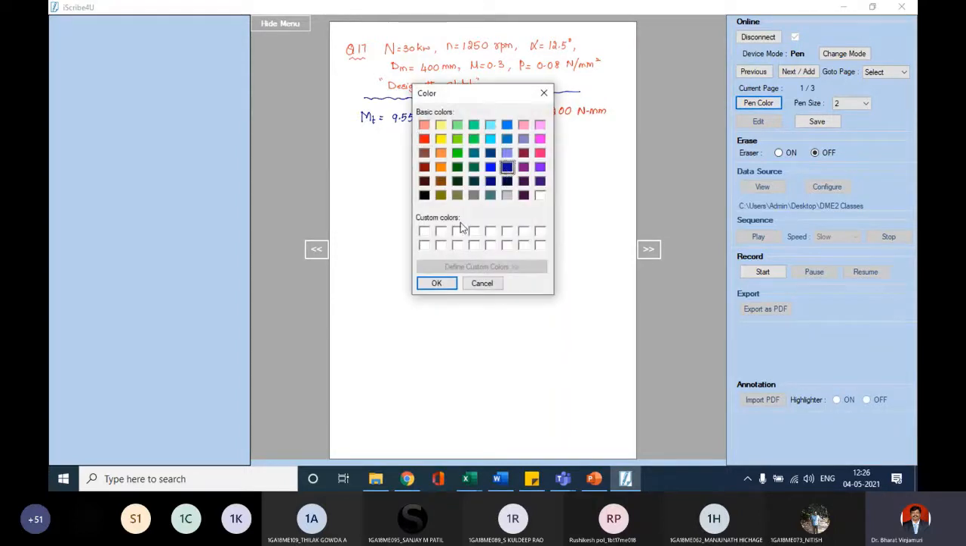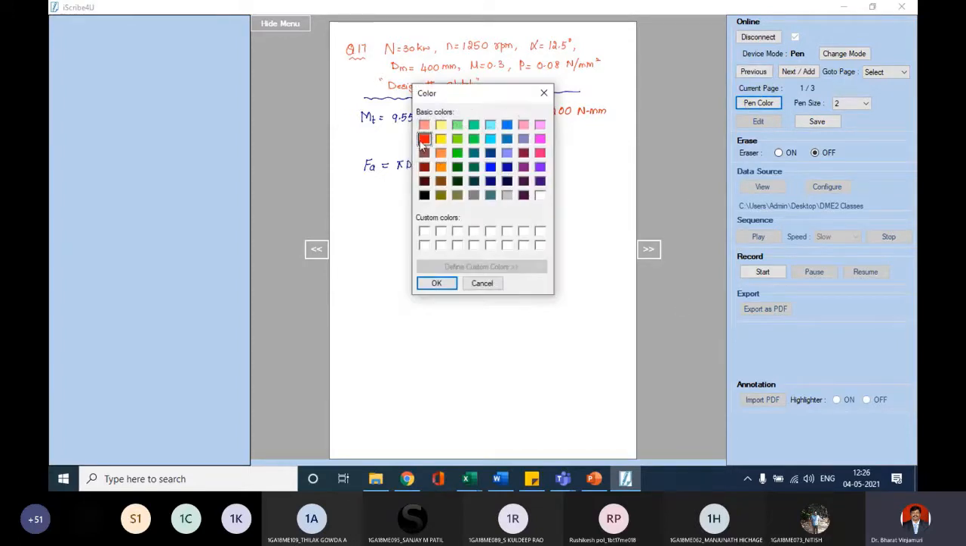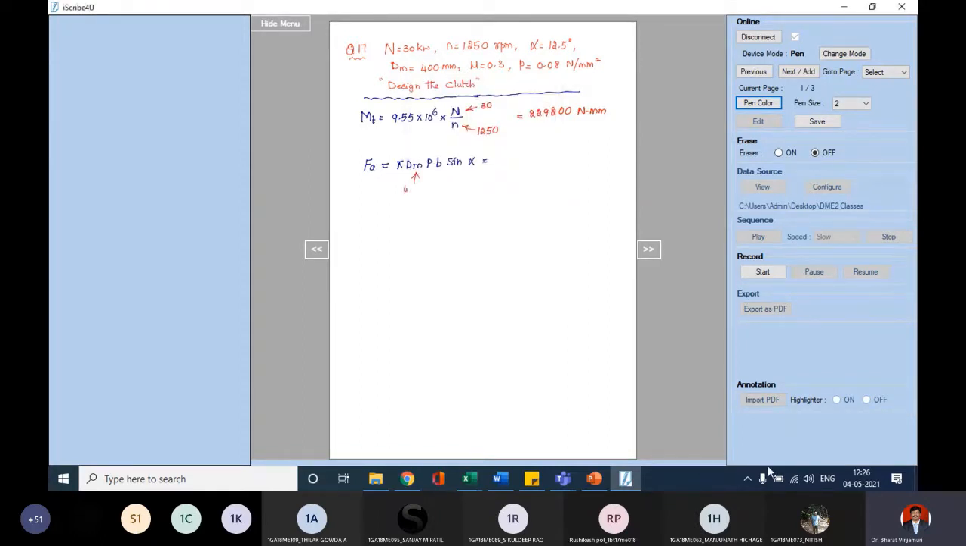Next immediate thing is Fa. Fa is equal to pi Dm p b sin alpha, which we will try to solve. Once again, you will be finding the value of Fa. Everything is given here now. Try to substitute back. Here Dm is given as 400, p is given as 0.08.